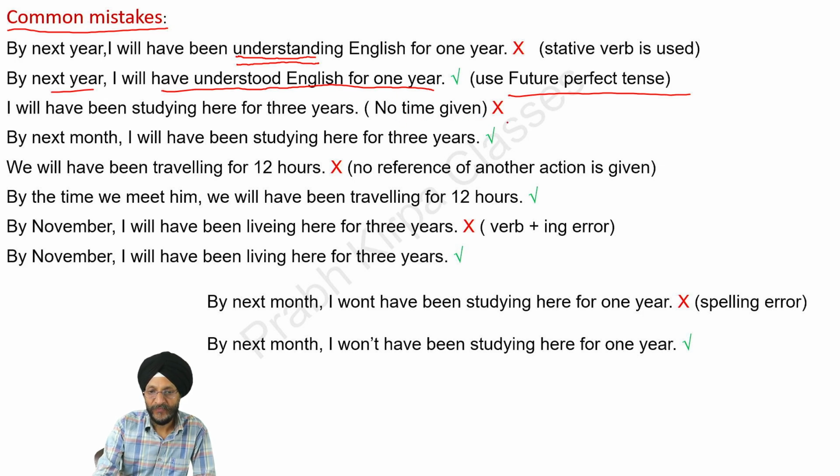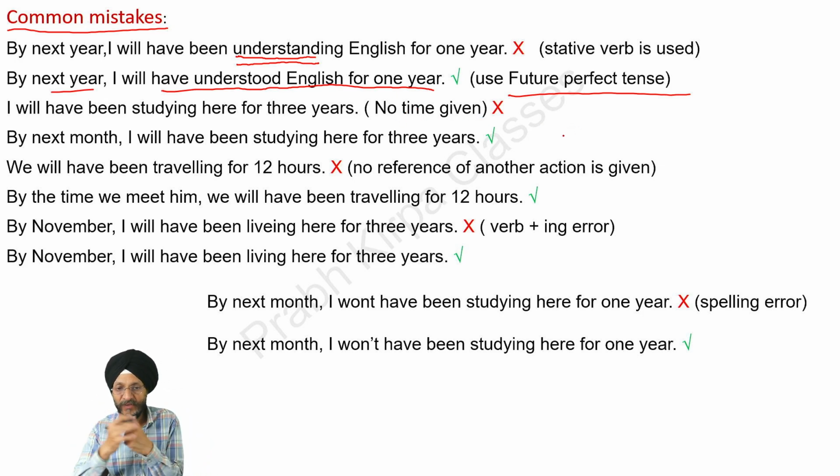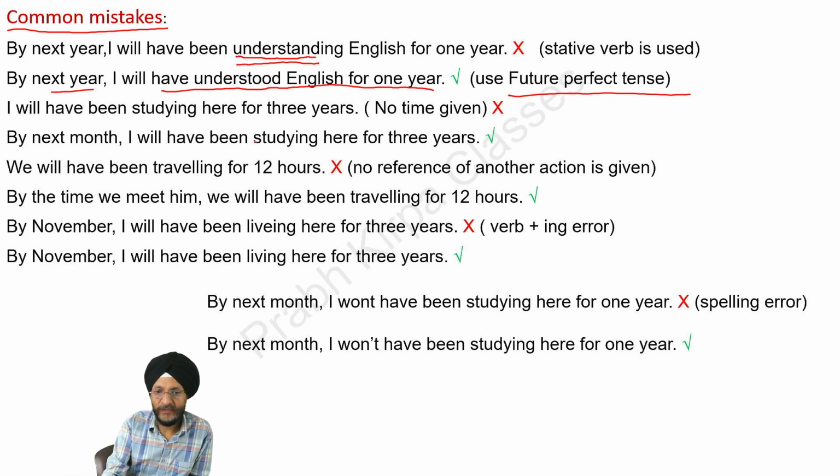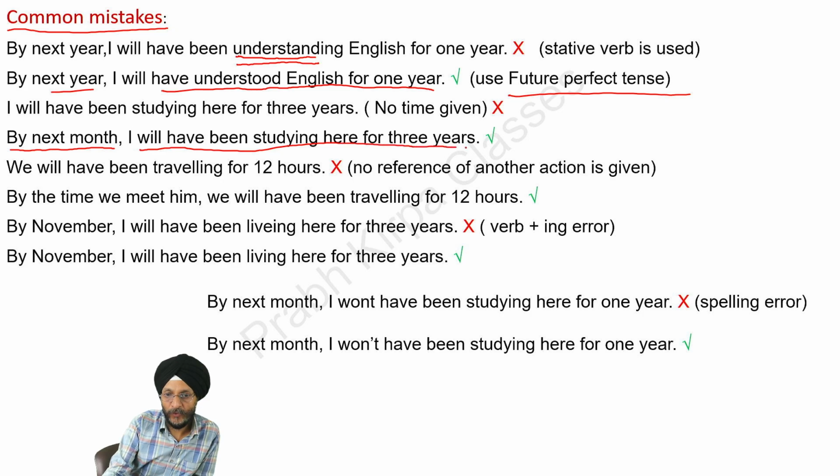Here no time is given for when the 3 years will be complete. There has to be some deadline in the future, that is by 2023, by 2025, by next week, by next month. So some deadline has to be there, which is not there here. So here we have given a deadline. By next month I will have been studying here for 3 years. This is the correct sentence. So never forget to add a deadline or certain time in the case of future perfect continuous tense.